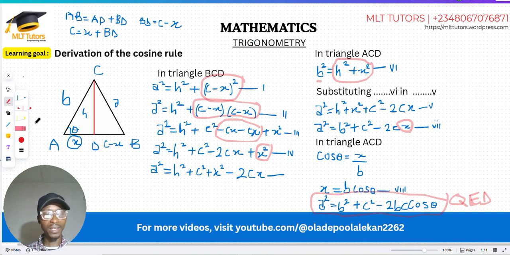And that theta is actually cos A. Okay, I need to correct that. Yes, because this angle theta is actually angle A. So let's correct that. That should be cos A, because that angle is formed at point A.